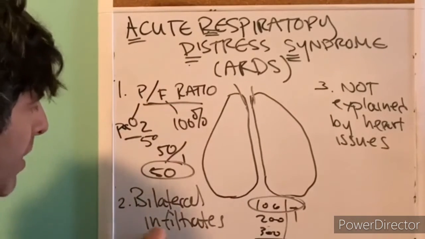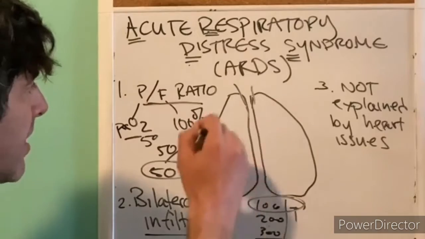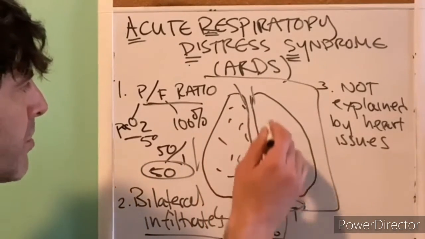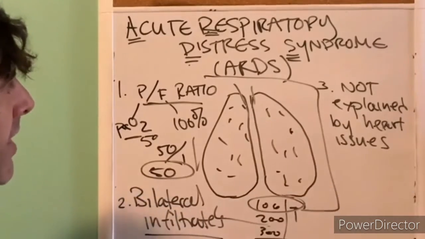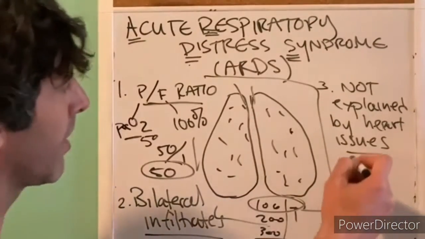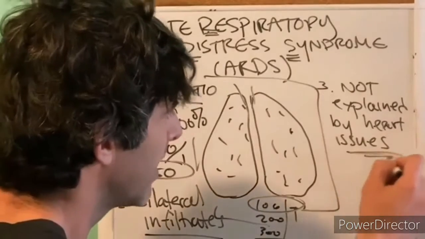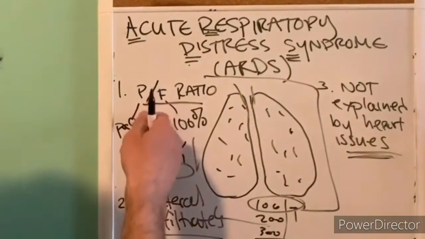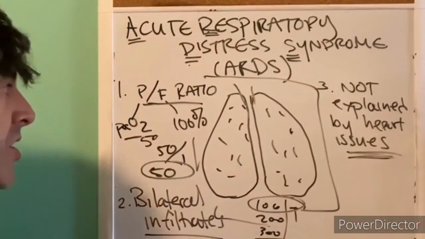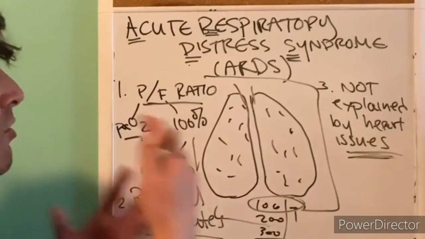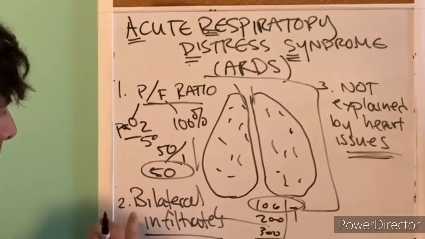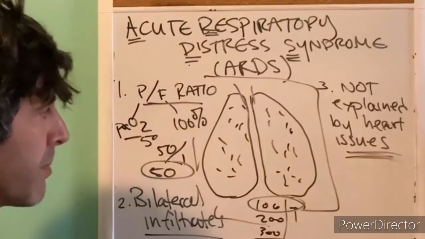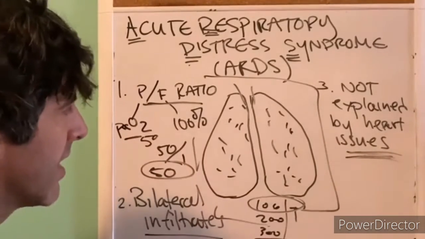You have to have bilateral infiltrates, which, if this is an X-ray, you look and see what's called infiltrates, which are just white stuff in the lung. And lastly, it has to not be explained by any heart issues. So ARDS is a conglomeration of findings. We see that you basically have hypoxemia, which is poor oxygenation. You're not getting enough oxygen through your lungs. You have bilateral infiltrates, so you have all this white stuff on your lung, and it's not explained by heart issues, and that is what ARDS is.